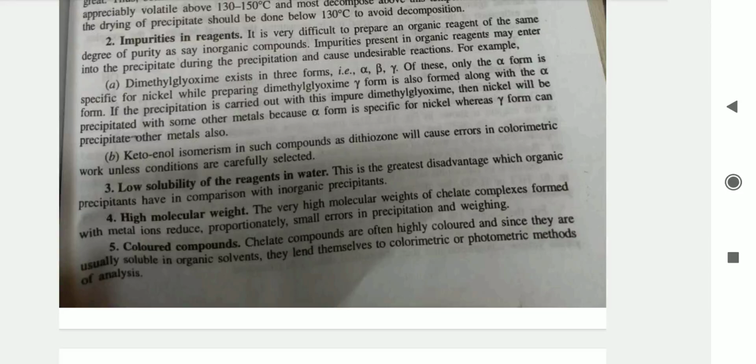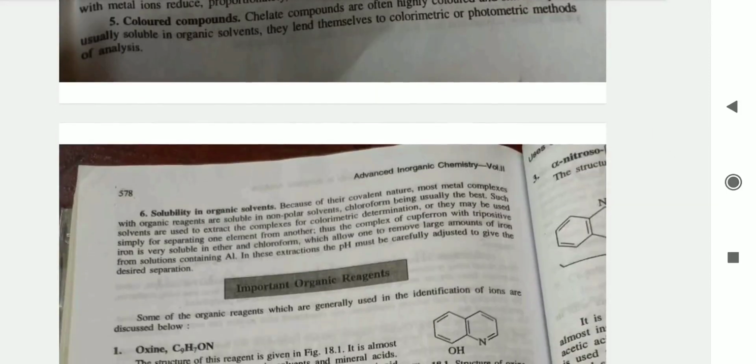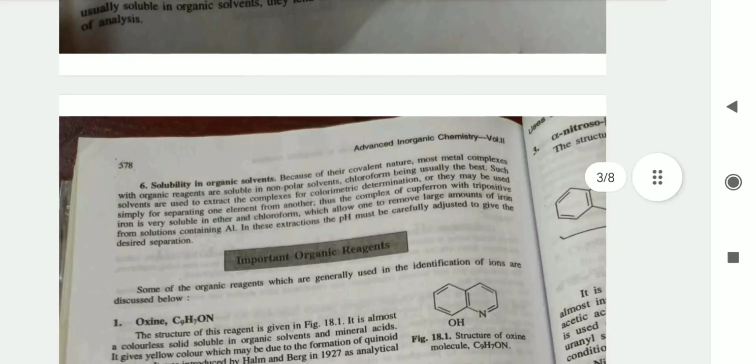5. Colored compounds. Chelate compounds are often highly colored, and since they are usually soluble in organic solvents, they lend themselves to colorimetric or photometric methods of analysis. 6. Solubility in organic solvents. Because of their covalent nature, most metal complexes with organic reagents are soluble in non-polar solvents, chloroform being usually the best. Such solvents are used to extract the complexes for colorimetric determination, or they may be used simply for separating one element from another.